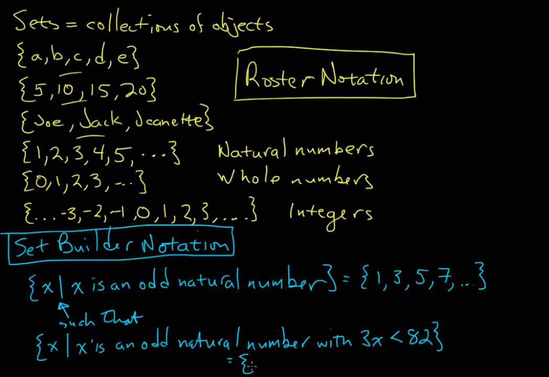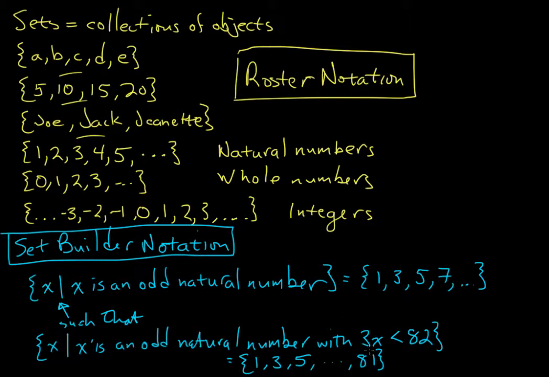You'd have to do some little mental arithmetic as you go. Well, I know 1 is in there because 1 times 3 is less than 82. 3 times 3 is 9, which is okay, so we're good. 5 times 3 is 15. And it would take a while, right? And we would probably end up with 81 because 81 is less than 82, and 81 is the largest multiple of 3 that's less than 82.